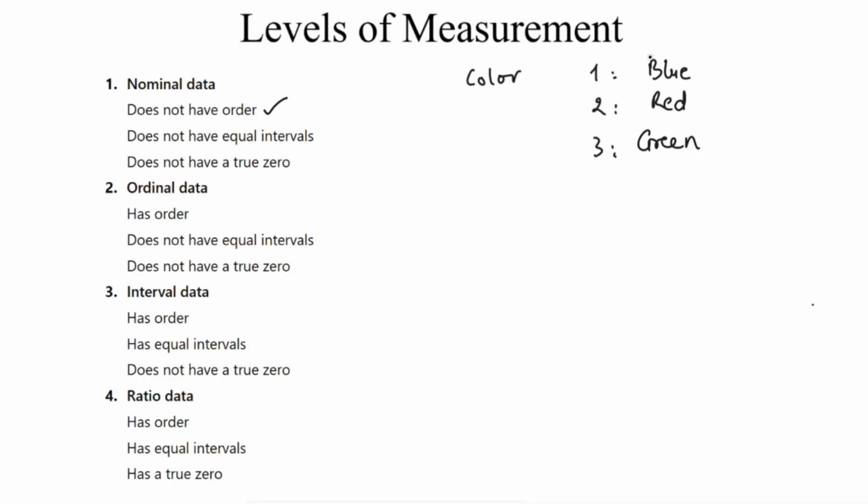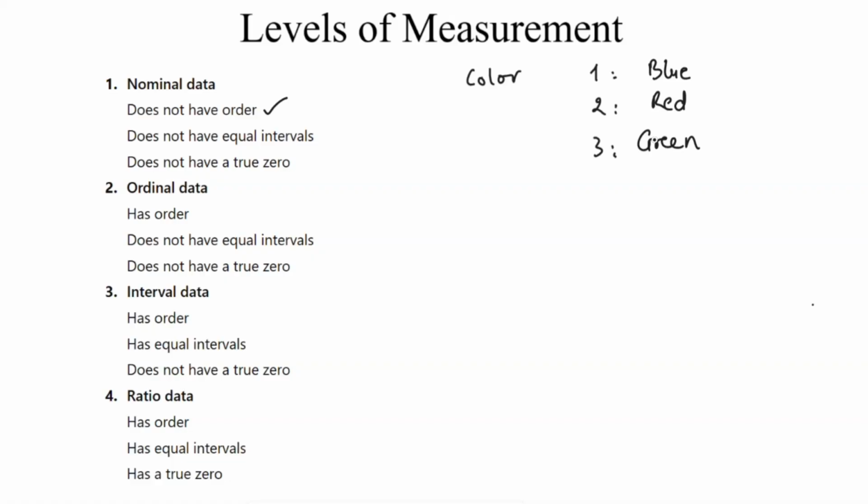It doesn't have order, right? Because you cannot compare blue, red, and green. Blue is 1 doesn't mean blue has a higher ranking than red, right? Red is 2 doesn't mean red is higher than green. Okay, so it doesn't have order.